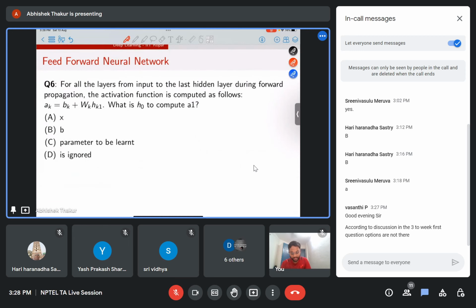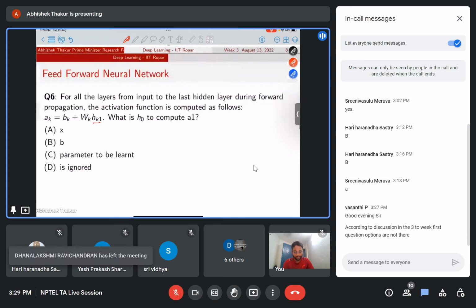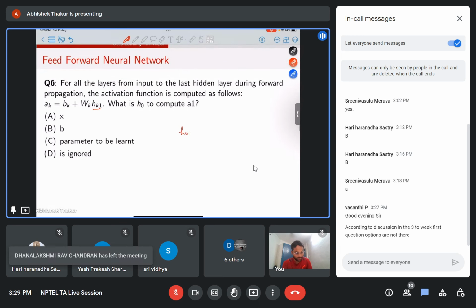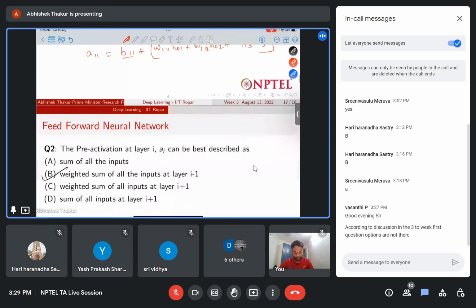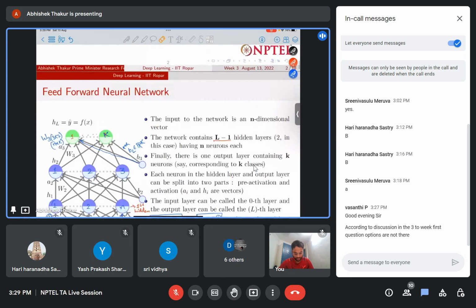So here our h_{k-1}, what will be the answer? Like in the initial layer, h naught 1 is equal to x1, h naught 2 is equal to x2, and h naught n is equal to xn. This you can see in the diagram of the feed forward neural network. Here you can see.